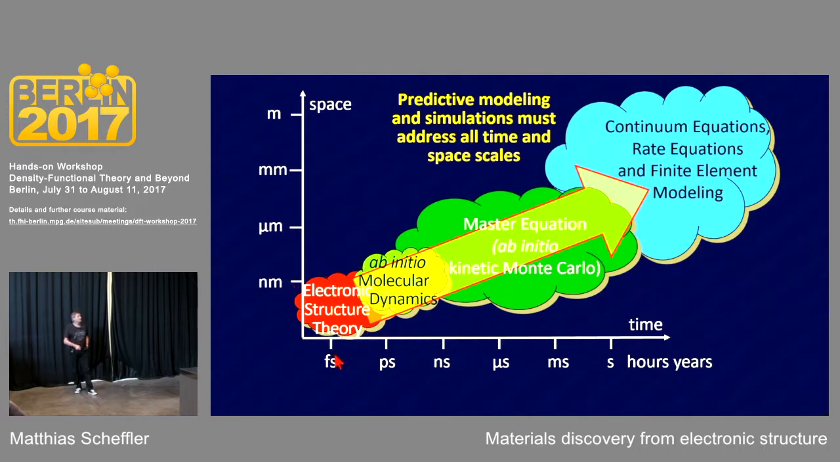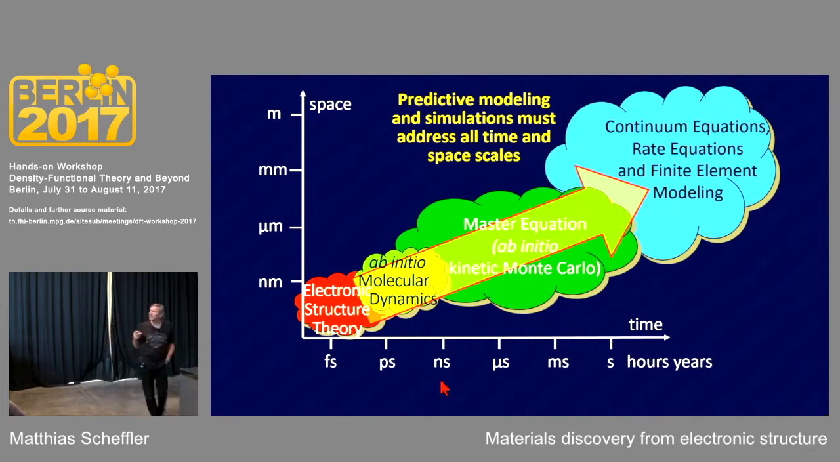So if this is length, and this is time in seconds or hours, electronic structure theory in the standard way gives you some ideas about the femtosecond time scale. Very important for many things in basic science, also very important for some modern technology. But if you really think life is not static, life is dynamic, you have to couple it to molecular dynamics, which is then called ab initio molecular dynamics.